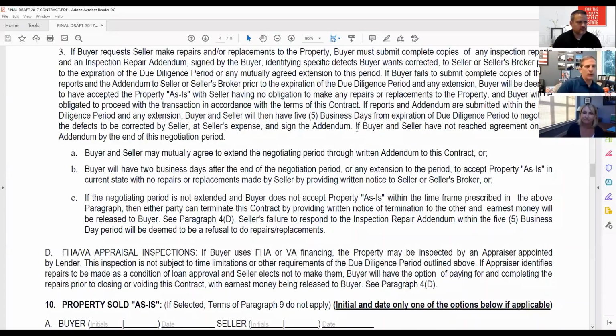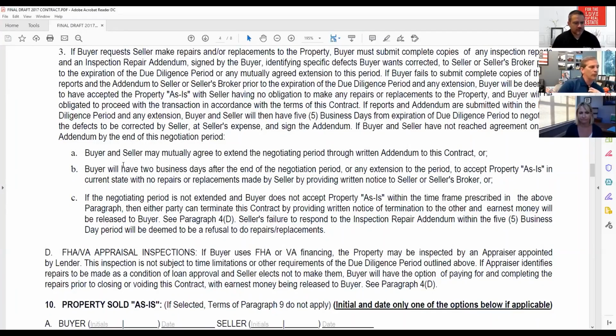Now, the seller can do certain things. They can agree to make the repairs. They can refuse to make the repairs. They can just not even respond, which, if they don't respond during the 5 business day period, is the same thing as them saying they're not going to make the repairs. Or they can submit a counteroffer for repairs. And those are the options that the seller has.